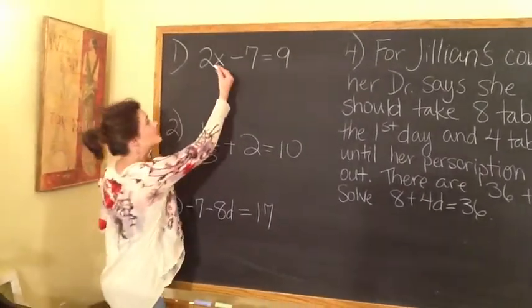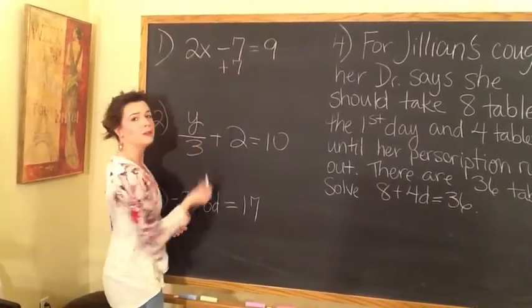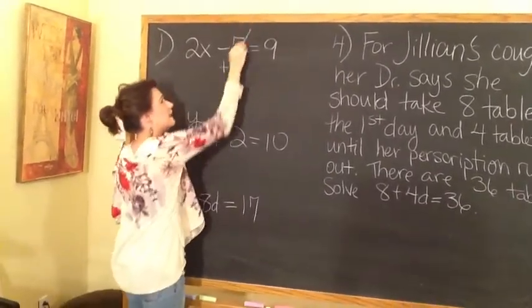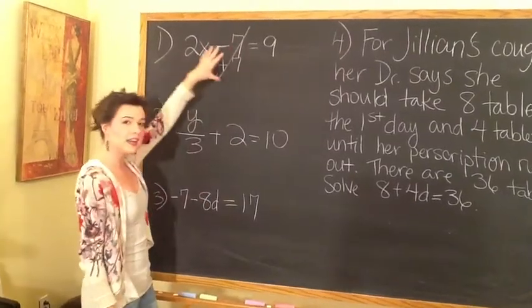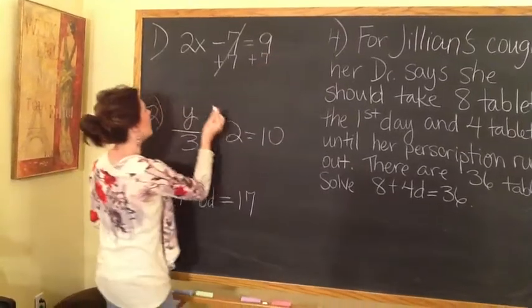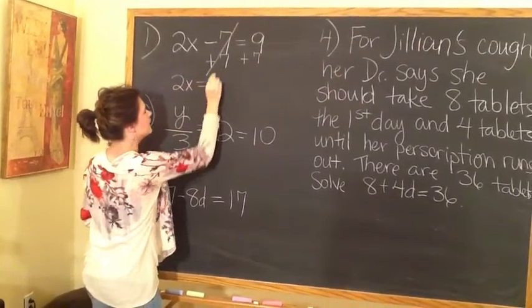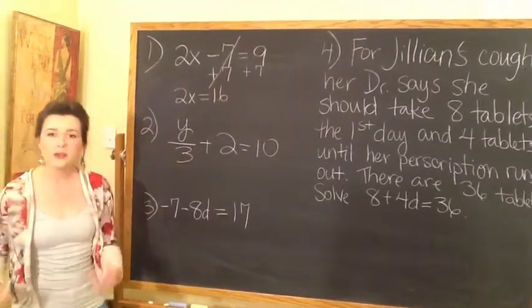So instead of subtracting 7, I'm going to add 7, because negative 7 plus 7 is going to give us 0, so it's going to cancel it out. But if I do it on this side, I also have to do it on this side. So I'm going to add 7. Now we have 2x equals 16.